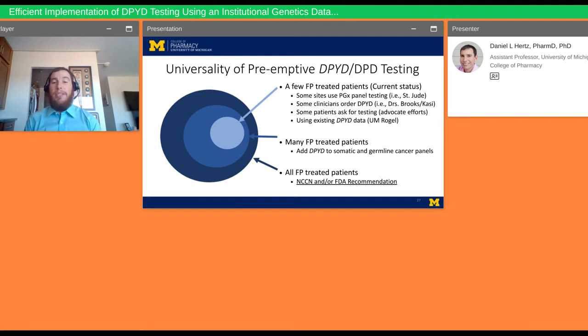Finally, we really hope to get to the point where all fluoropyrimidine-treated patients are genotyped for DPYD prior to treatment. In order to do so, again, based on what we heard from medical oncologists, we need to get the guidelines panels on board with recommending DPYD testing in patients who are going to receive a fluoropyrimidine. Specifically, we're interested in getting recommendations from the NCCN and/or the FDA.